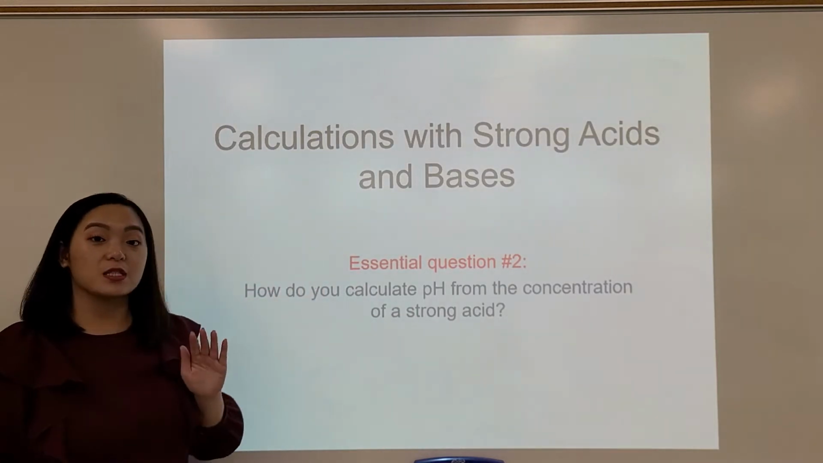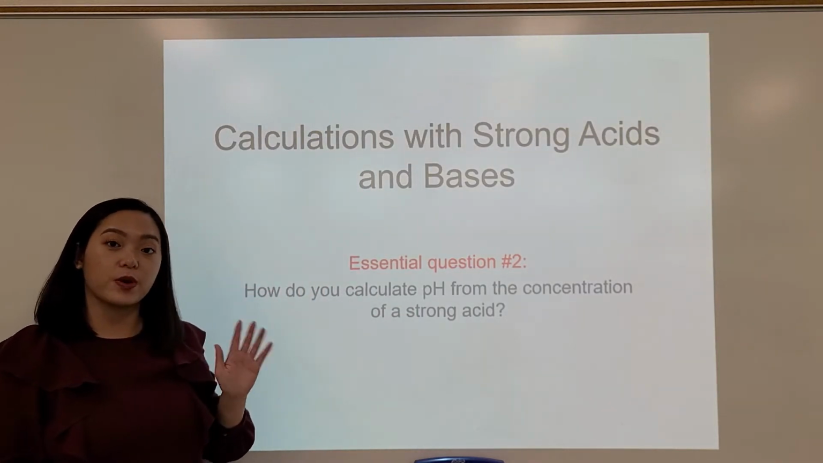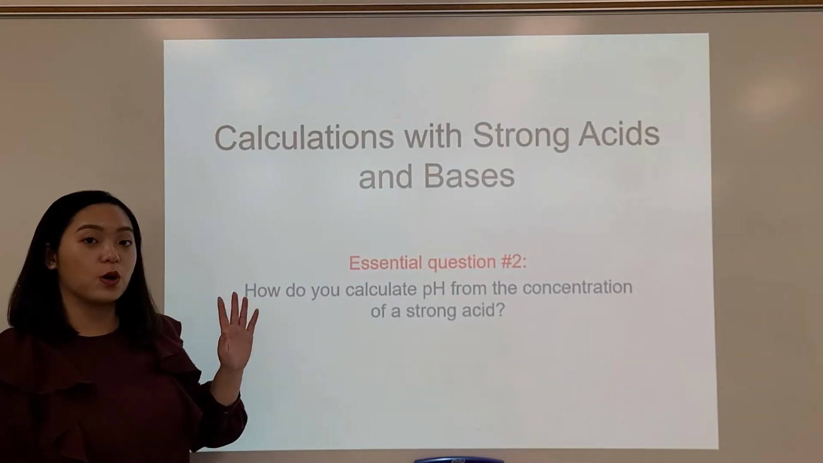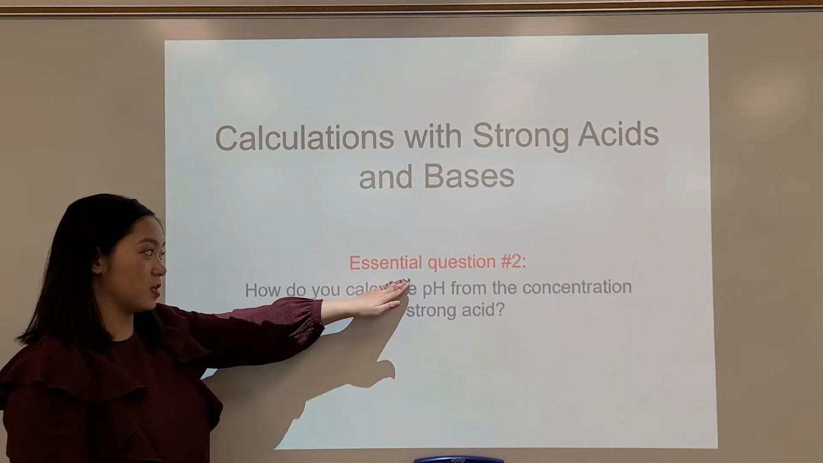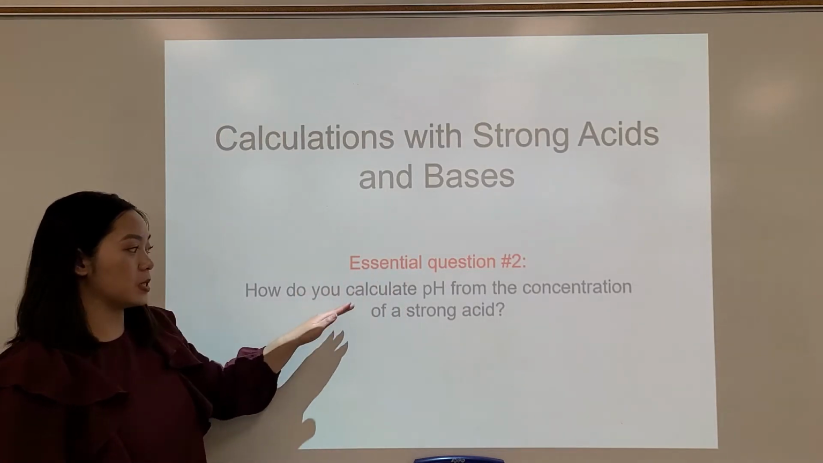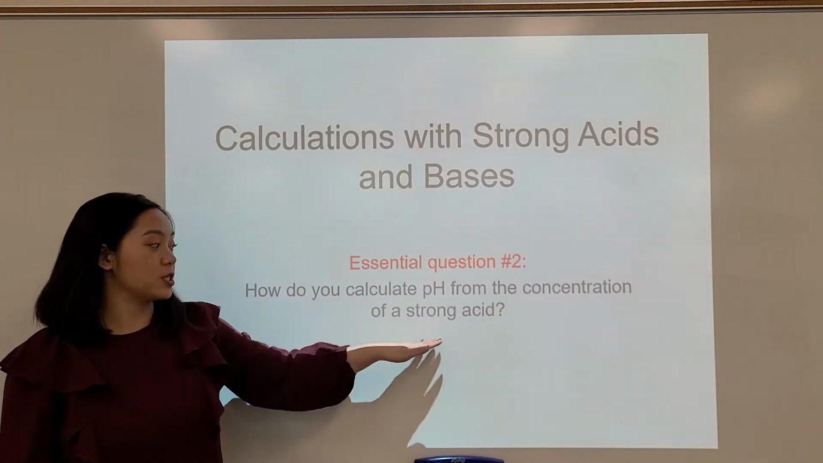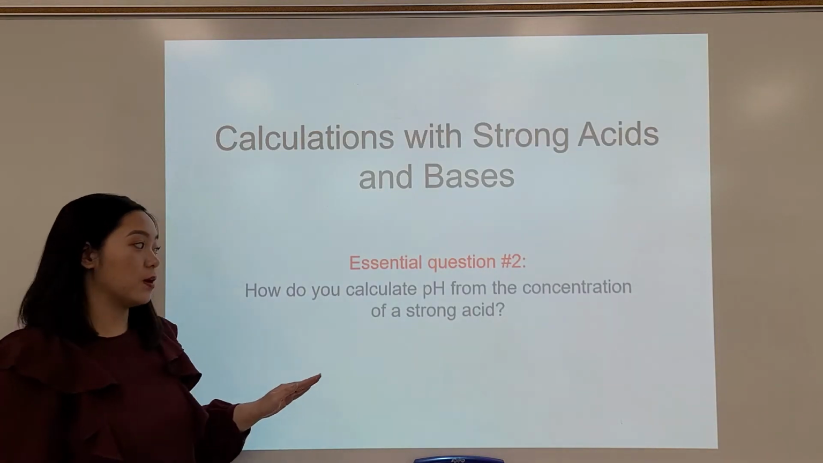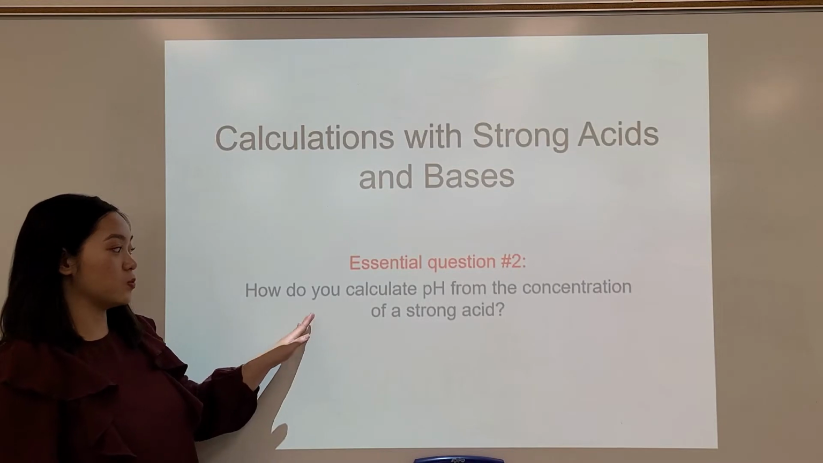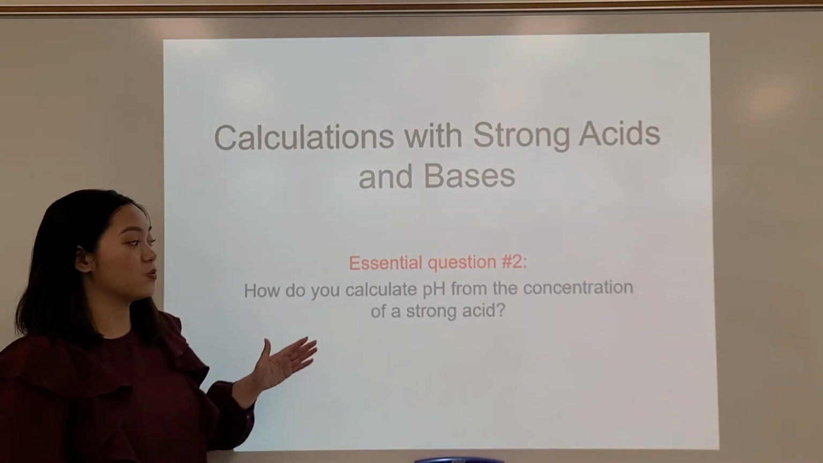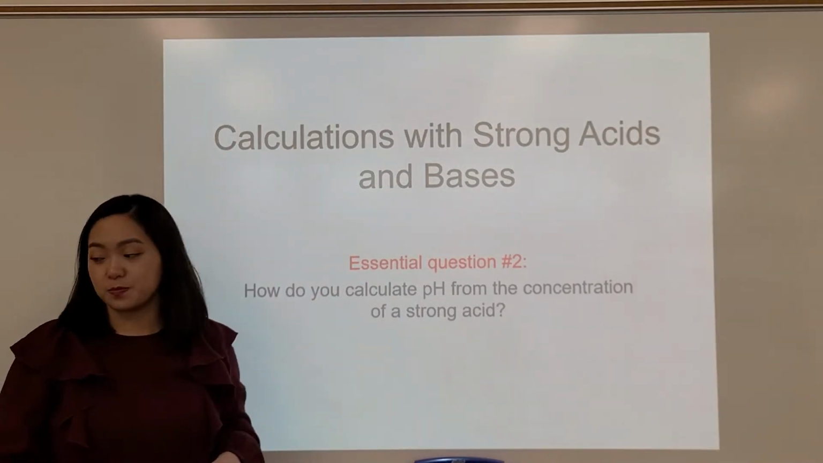Now this is the very last part of your note 17.3-1. This is Roman numeral 5 and 6. So Roman numeral 5 and 6 address this essential question: How do you calculate the pH from the concentration of a strong acid? Now it's a little bit different for a weak acid, and we'll get to that in the next set of notes. But for this one, we are going to calculate the pH from the concentration of strong acid.